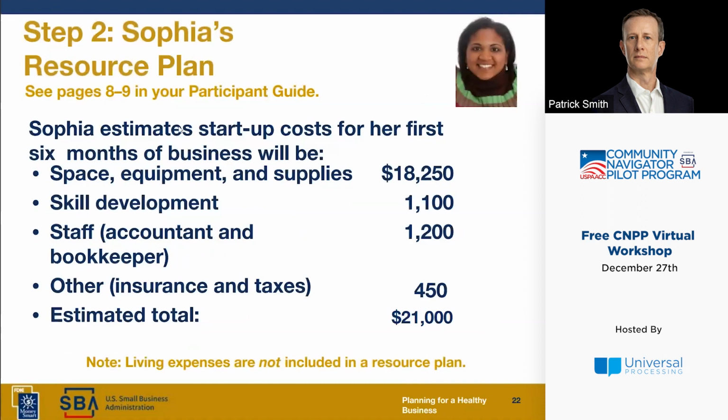So step 2, Sophia is looking at her resource plan, which again, if you have a participation guide, is pages 8 and 9. Sophia is figuring out what her startup costs are for the first 6 months of her business. She realizes she needs space, equipment, and supplies, which she has calculated to be $18,250. Skill development: she's probably assuming she doesn't necessarily have the current skills to exercise everything of running her own business, so she realizes it will cost her $1,100 to take courses to increase her skills. For staff, she needs an accountant and a bookkeeper. She's pegged that at $1,200. She realizes she's going to have to pay insurance and taxes, which she's estimated to be $450. So she realizes that she needs $21,000. Living expenses are not included in a resource plan.